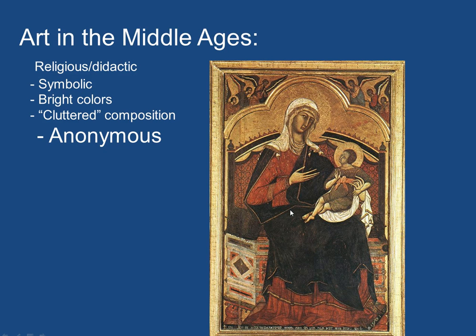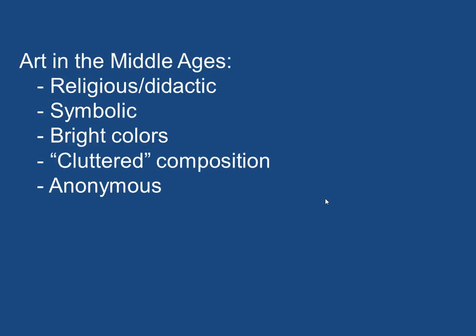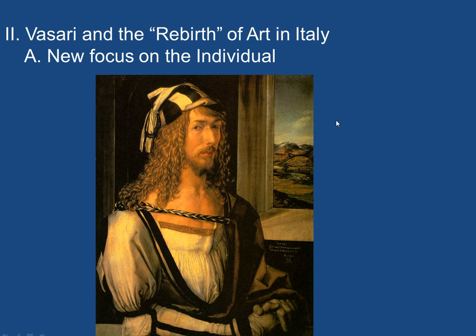We know the names of only a handful of painters or sculptors from the Middle Ages. The goal was not to show off the skill of the individual artist, but to draw the viewer's attention to God. So characteristics of art in the Middle Ages: religious, symbolic, bright colors, cluttered, anonymous. Let's look at how that contrasted with Renaissance art.